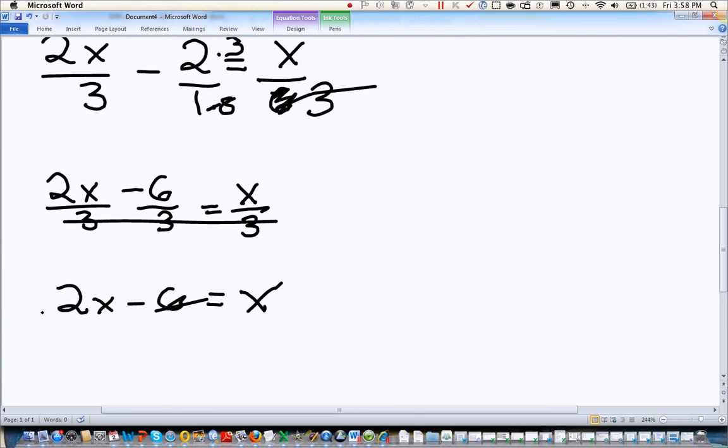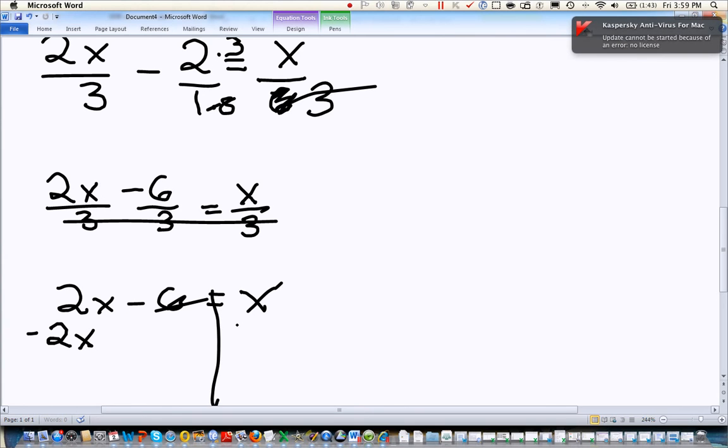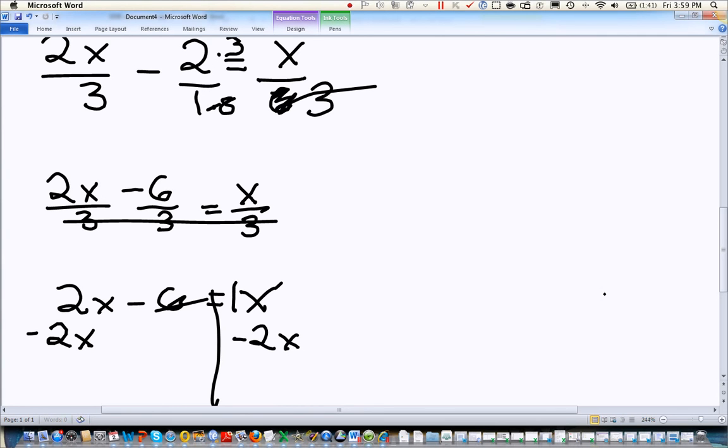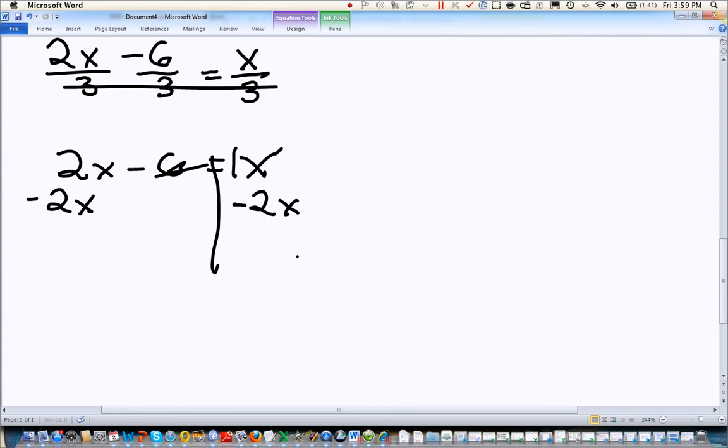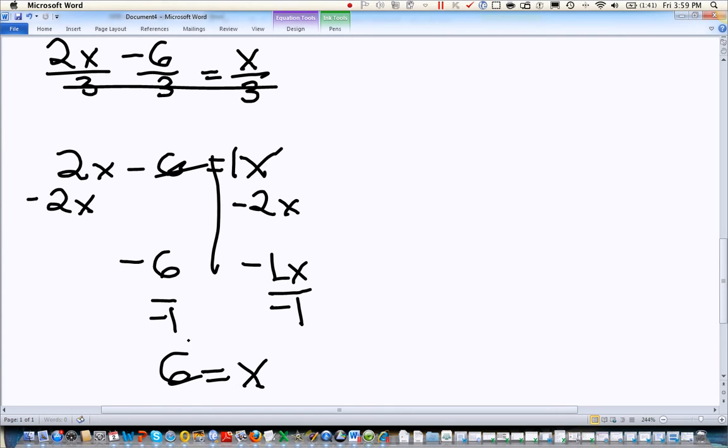Okay, so what are we going to do? We want to get all our letters on one side, all our numbers on the other side. I'm going to move my 2x's over here. Remember, that is a 1 in front of the x because we don't see a number. And 1 minus 2 is negative 1. Just be careful you don't drop the negative sign when you subtract out your x's. Last thing we're going to do is divide by negative 1 and get 6 equals x.